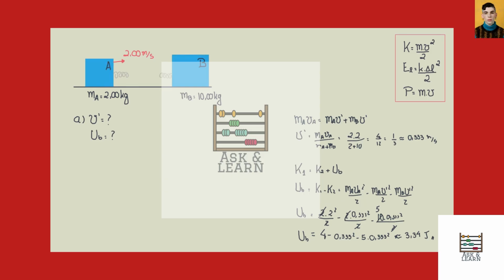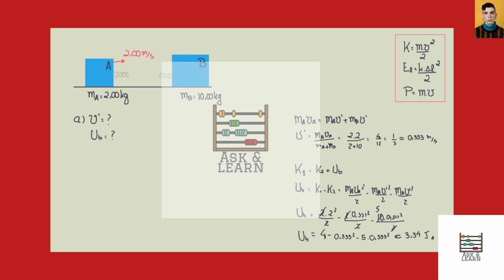In this question, we have two blocks. Block A, with a mass of 2 kilograms, is moving to the right with a velocity of 2 meters per second. Block B, with a mass of 10 kilograms, is just standing still. And both blocks are equipped with ideal spring bumpers. In the first item of this question, we have to calculate what is the maximum energy stored in the bumpers, and then what is the velocity of those blocks at that moment.